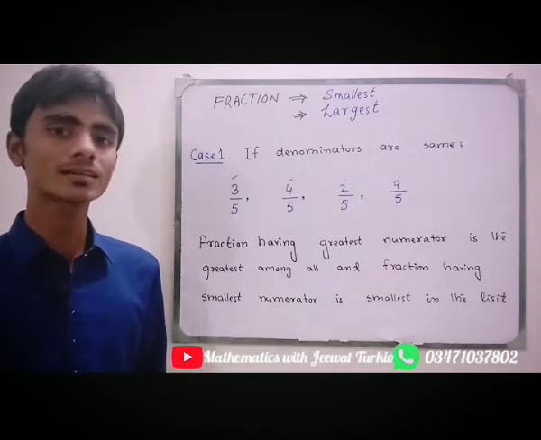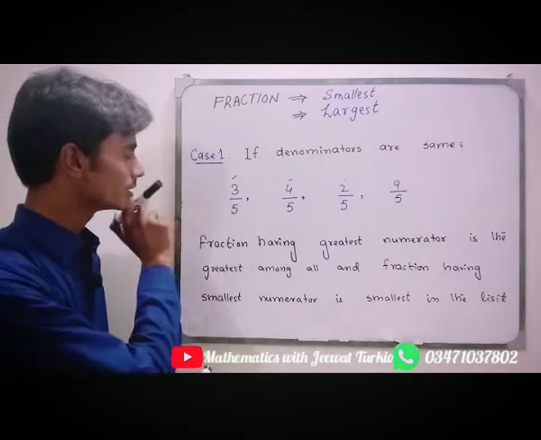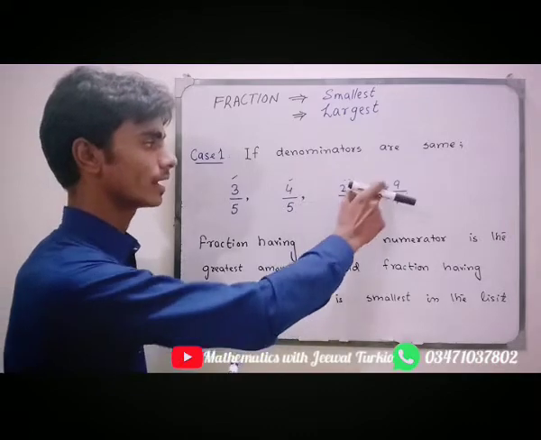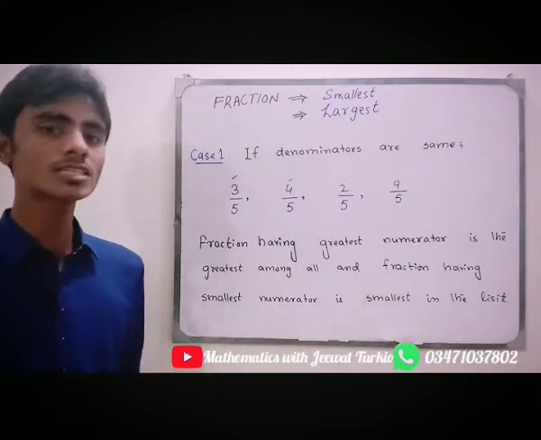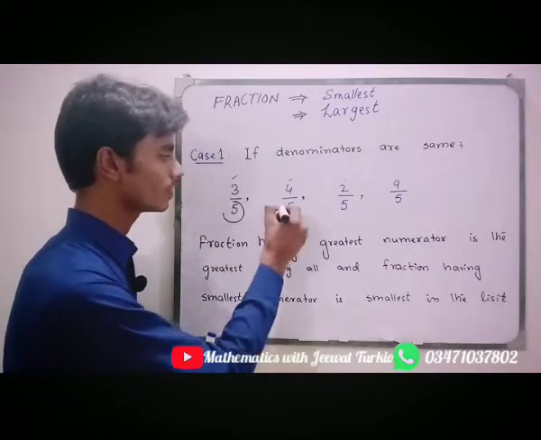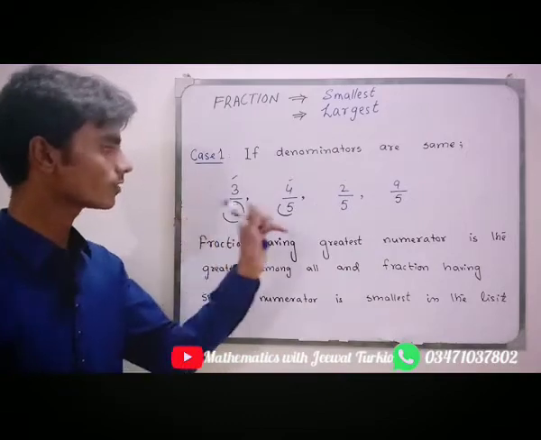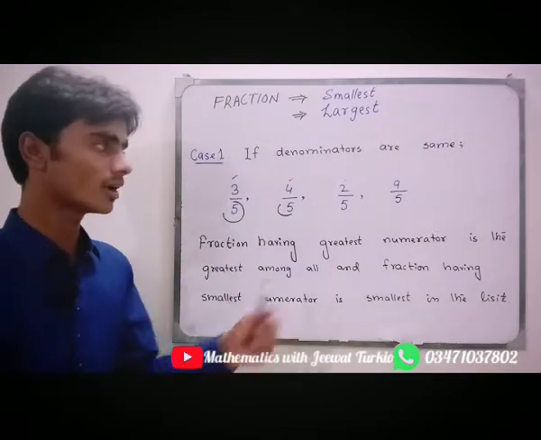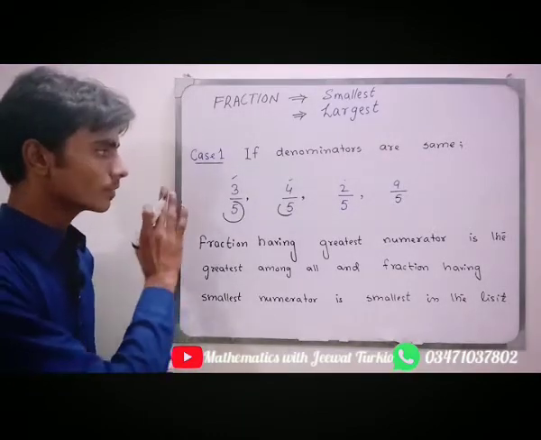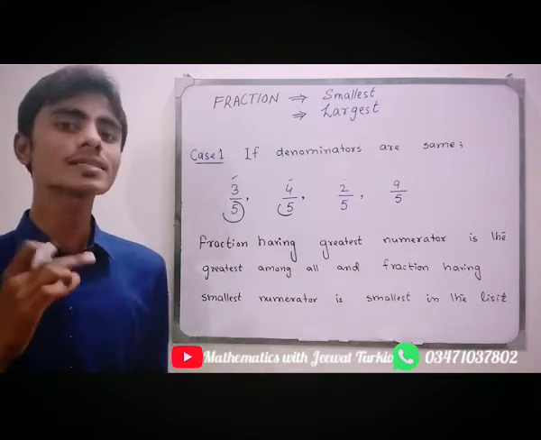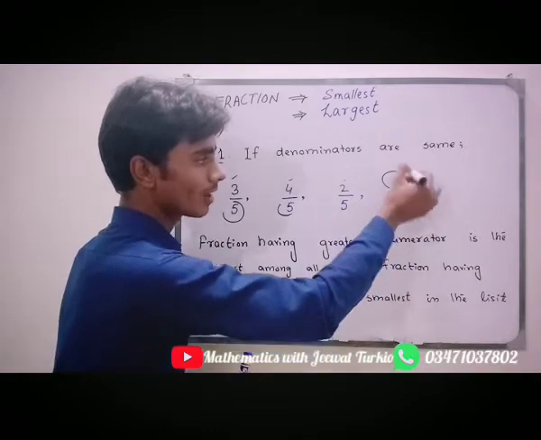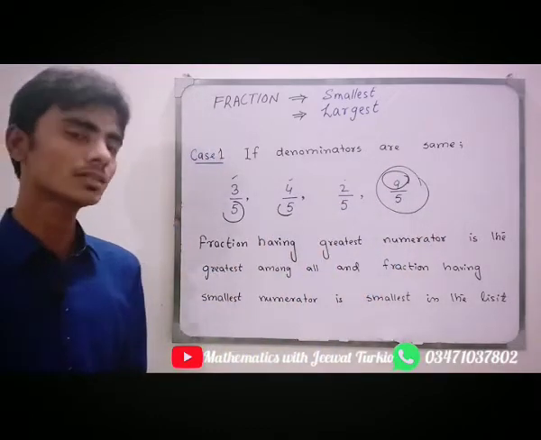So let's take an example of a list. One fraction is 3 by 5, other is 4 by 5, other is 2 by 5, and other is 9 by 5. In this list, the denominators of all the fractions are the same. So 5 is the denominator and all four fractions contain the same denominator, that is 5. So if we want the greatest fraction, then the greatest fraction is the fraction having the greatest numerator. Here the greatest numerator is 9, so 9 by 5 is the greatest fraction in this list.